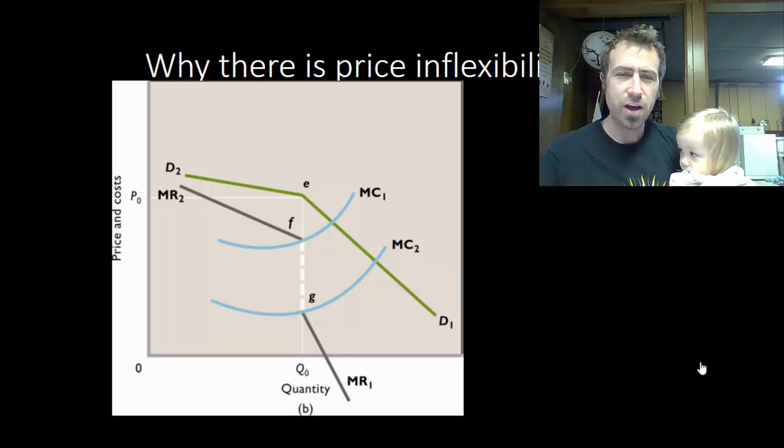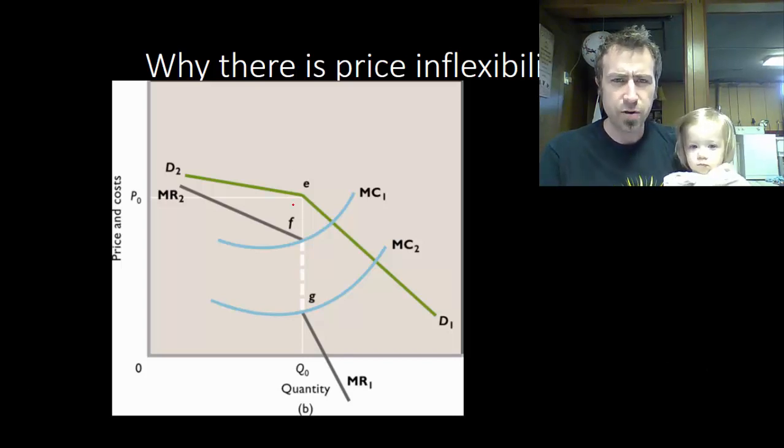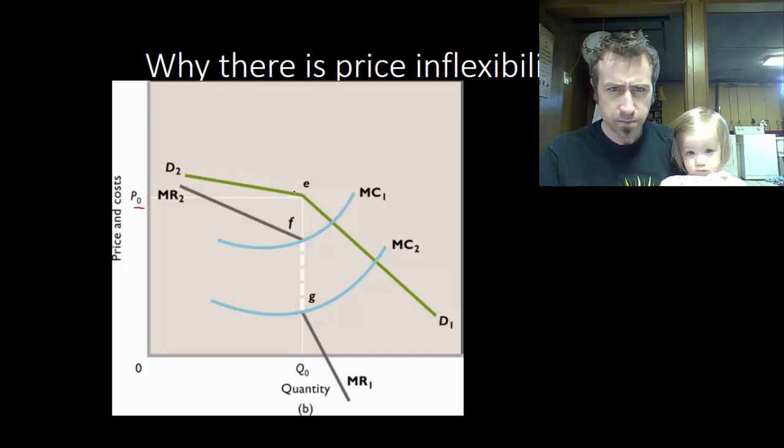So, let's talk about this graph. When talking about this graph, I want to tell you why there is price inflexibility. Why it's almost always the price is going to be at P0. Why is that? Well, first let's talk about the top part of the demand curve. Remember, the top part of the demand curve is elastic.